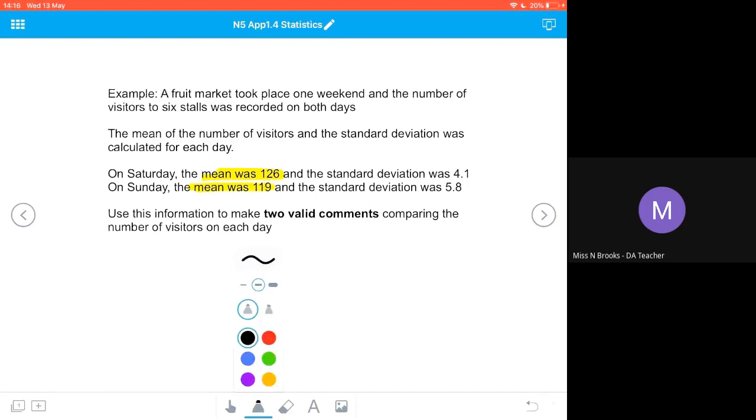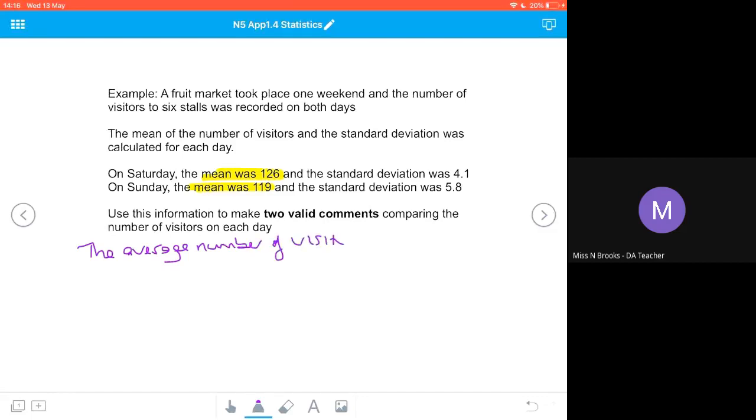So we can say the average number of visitors was higher on Saturday. And it's the average, rather than just saying the mean of visitors was higher on Saturday, we have to use the word average or a similar adjective.